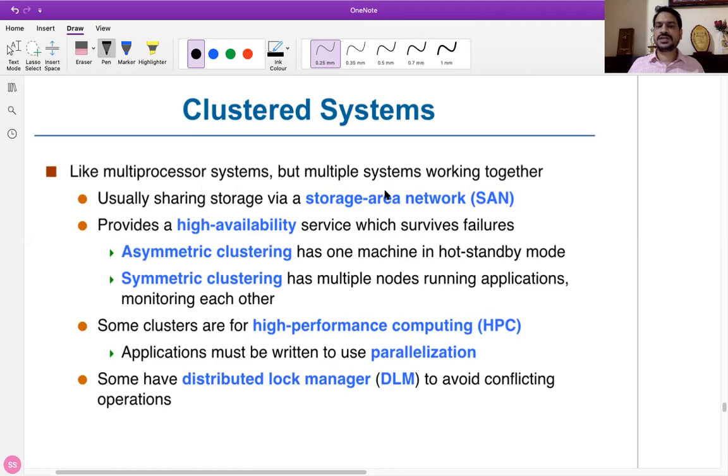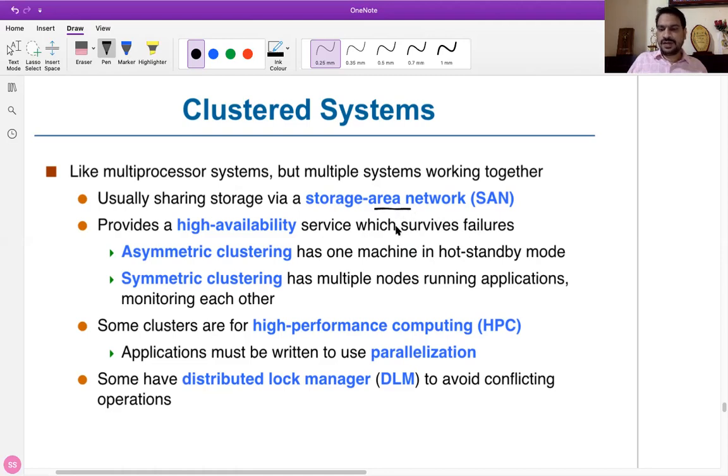So if multiple systems are tightly coupled and they are working in an architecture, that particular architecture is called clustered architecture. Okay. And usually in today's scenario, where we are talking about reliability and fault tolerance, we use the clustered system. We use storage area network architecture in the clustered system.